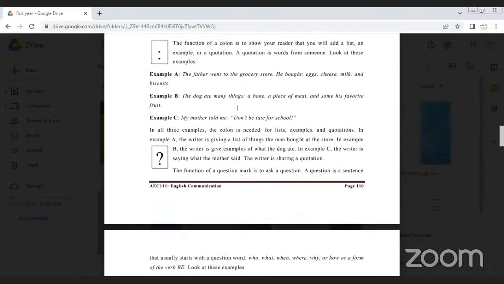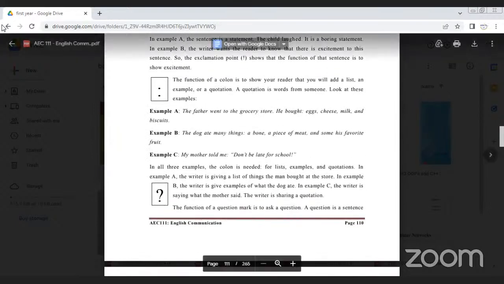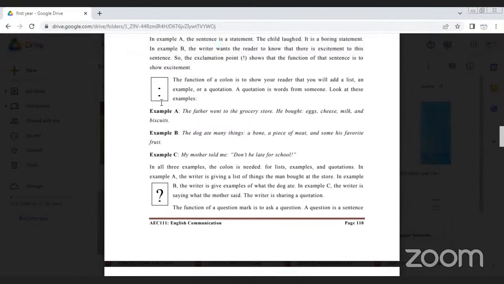Then the function of the colon. This is the symbol of a colon. The function of a colon is to show your reader that you will add a list, an example, or a quotation. A quotation is words from someone. Look at this example. Example A: The father went to the grocery store. He bought: eggs, cheese, milk, and biscuits.